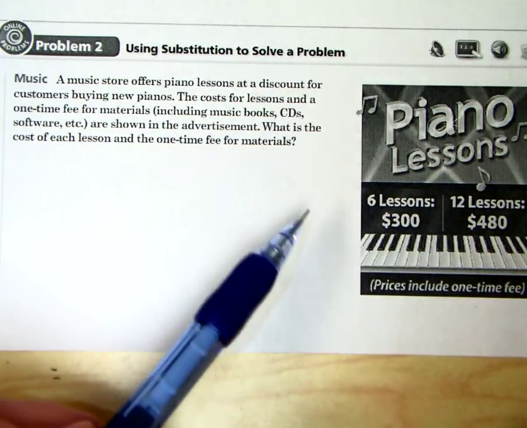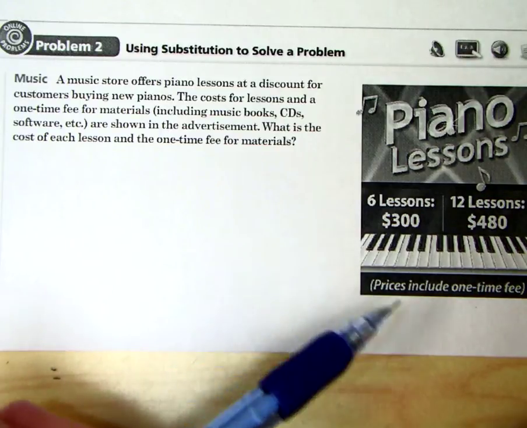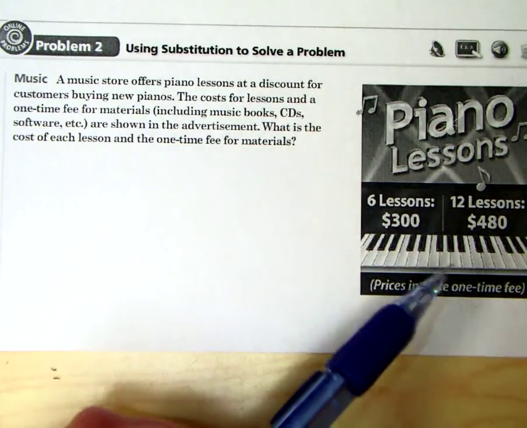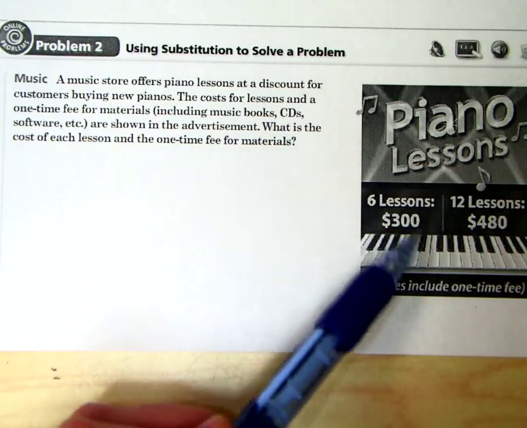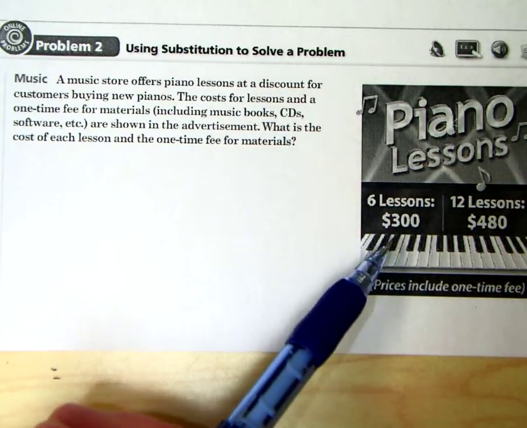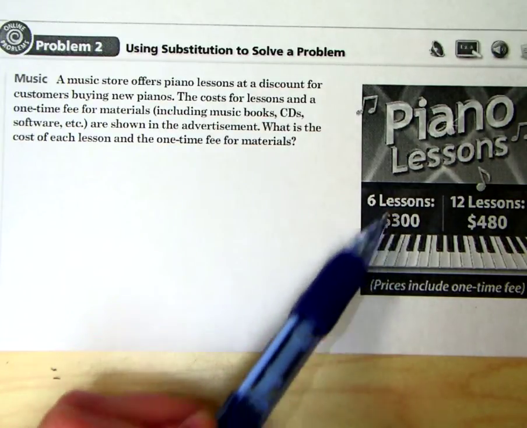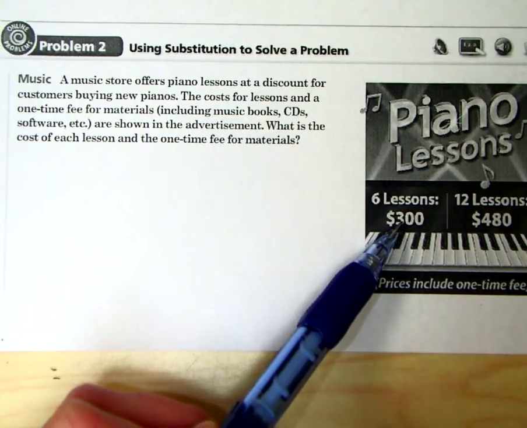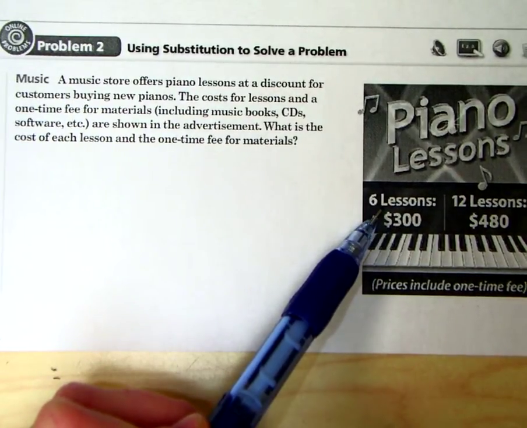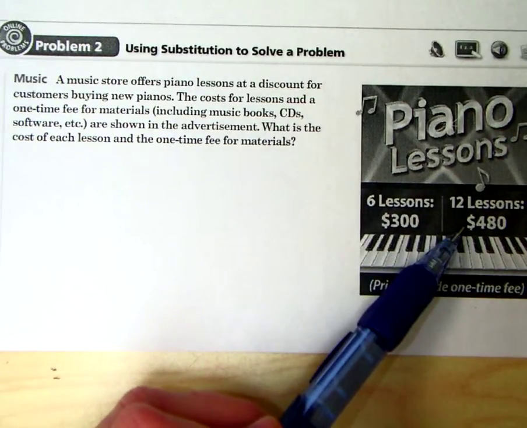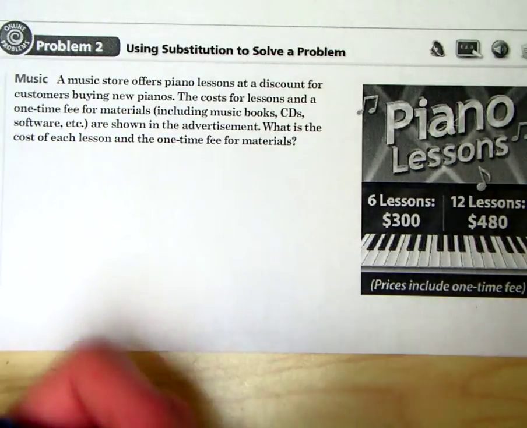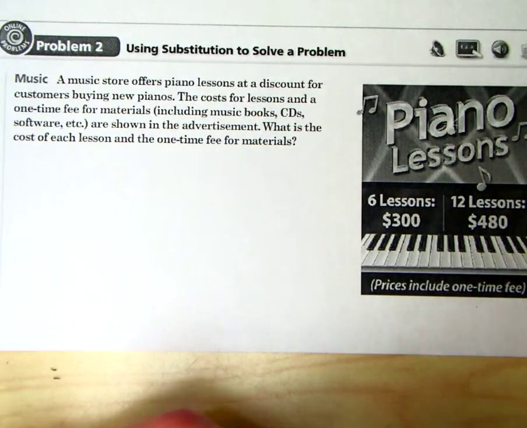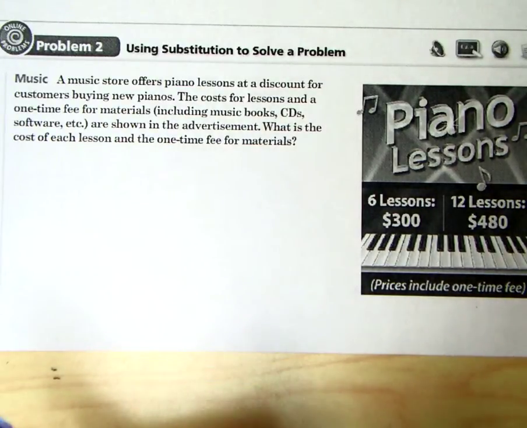And that one-time fee covers things like books that you need to buy, CDs that you need to listen to. And then on top of the one-time fee, inside of this $300, are also the lessons. So this $300 reflects the one-time fee and the 6 lessons. This $480 reflects the one-time fee and the 12 lessons. So you have to think about your variable. Well, we have 2 things happening.